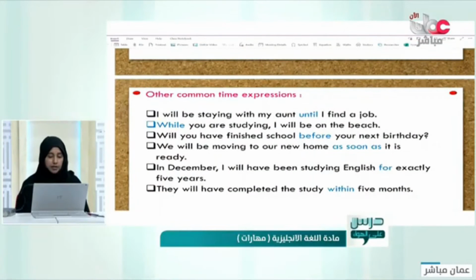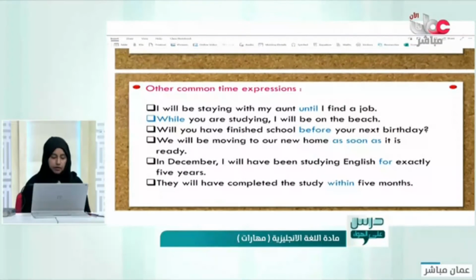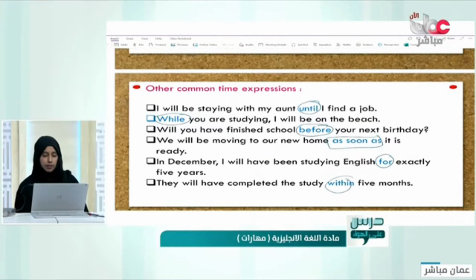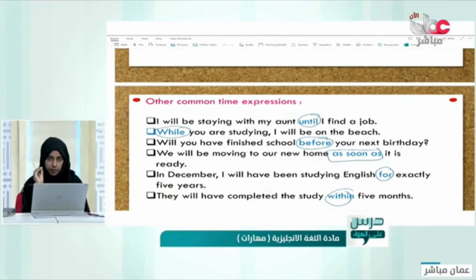Okay, other time expressions. Here I will give you some examples of them: until, while, before, as soon as, for, within. Let's have examples here. It will be absolutely for all the tenses, so you can use the tense here, but be careful about the place of putting the time expression.